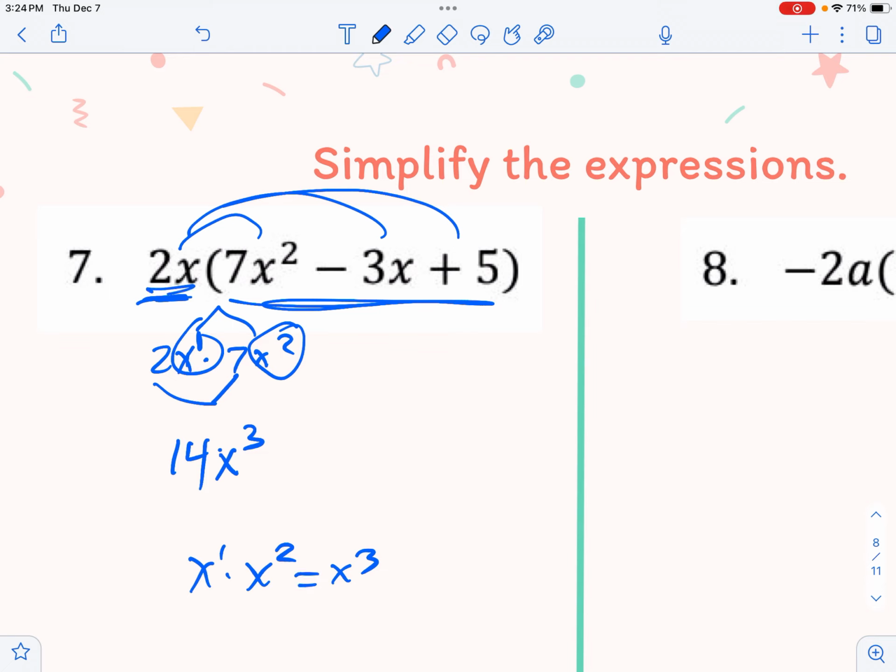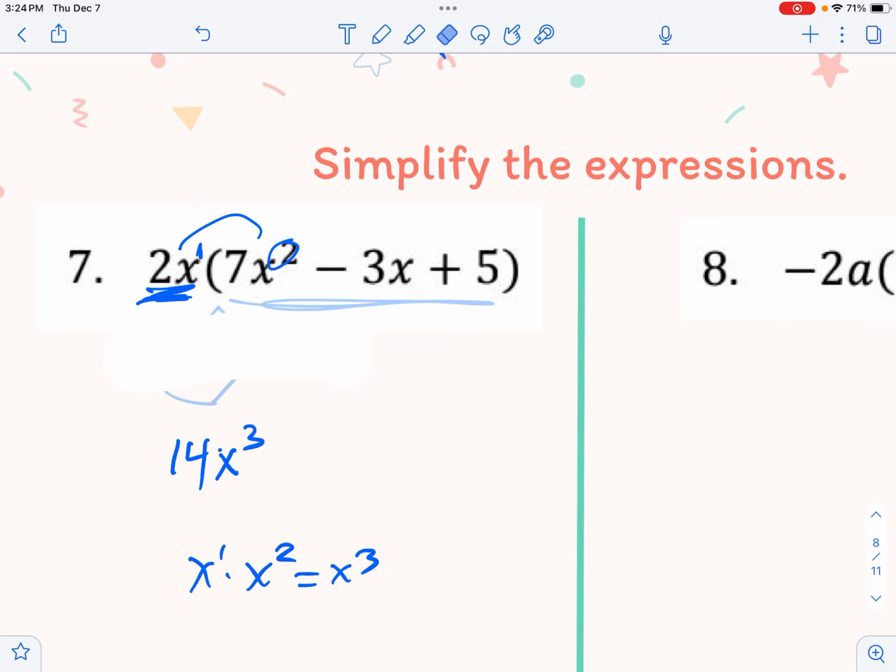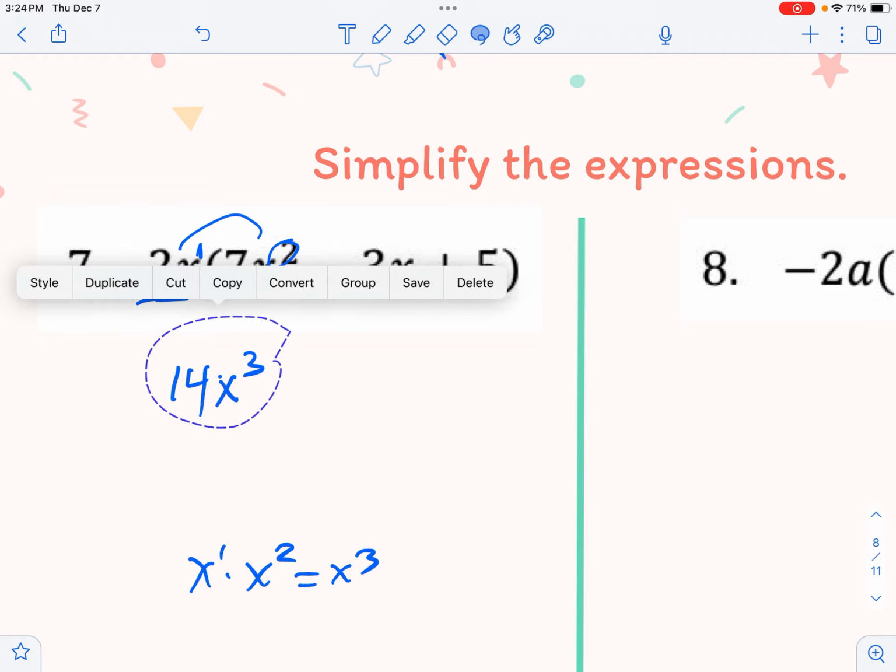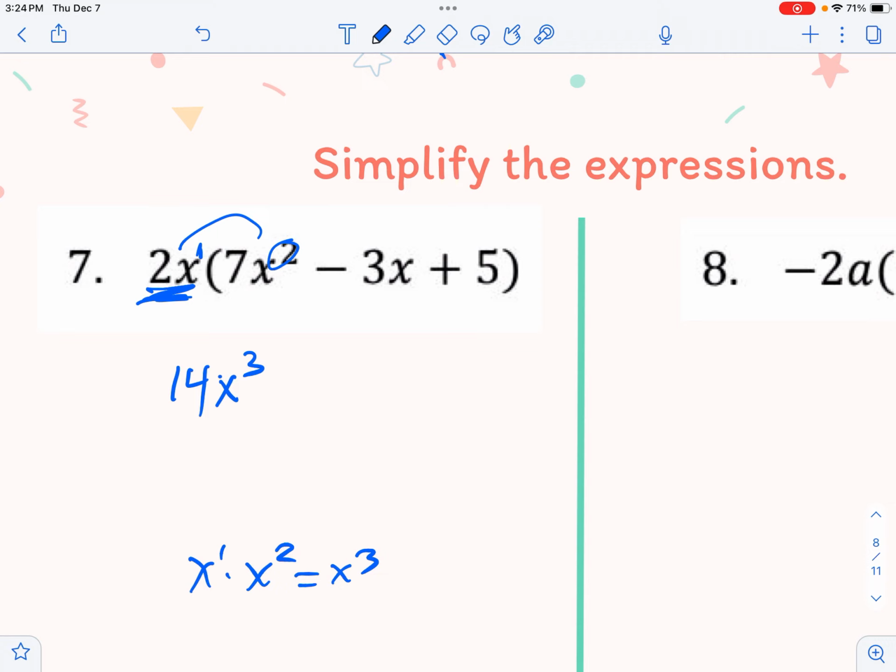Okay, so basically we're multiplying by 2x. That's x to the first. I'm just going to increase these by 1 every time. There's no x on the last one, so you really don't do that. But anyway, so my first term here is 14x cubed. Okay, I kind of showed you why.